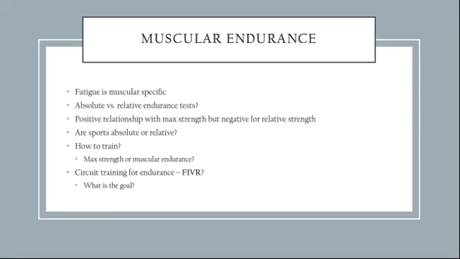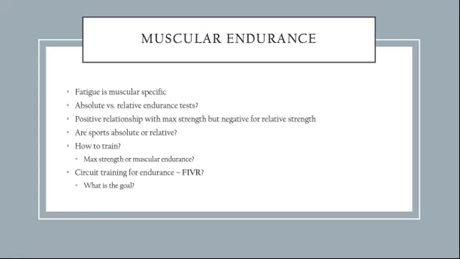So we have these absolute versus relative endurance tests that we see in sport for elite athletes. In absolute tests, individual differences in muscular strength are ignored, as everyone is asked to press the exact same weight. For instance, in comparison, relative strength is measured to their specific abilities.